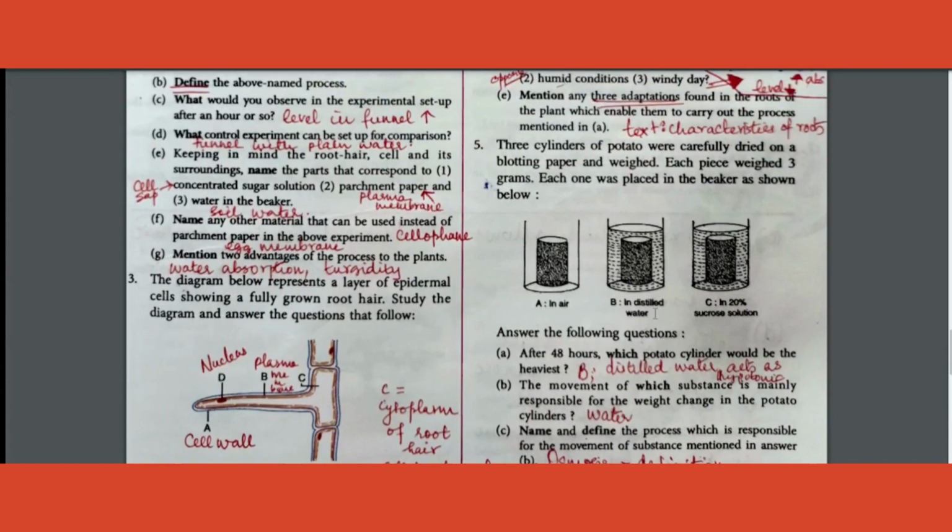Okay, this potato cube question. The question is asking that there are 3 beakers, cylinders, sorry, kept, and in all of them potato cubes are kept. And one is not having water, the first one, that is, it's in air, nothing is kept, that is why they have written air. Next one, distilled water, next one, 20% sucrose solution.